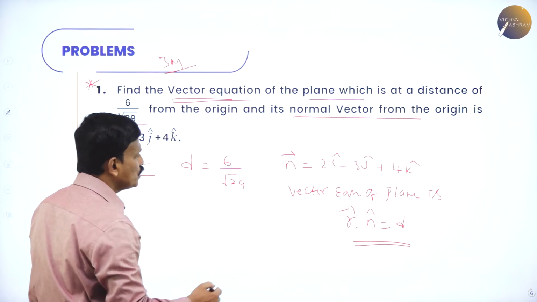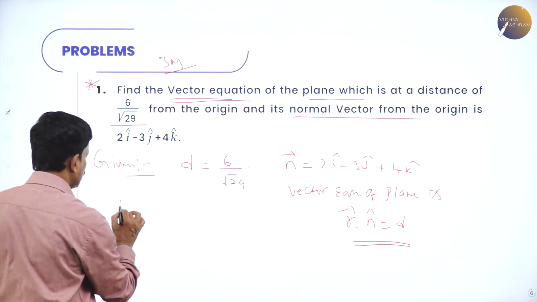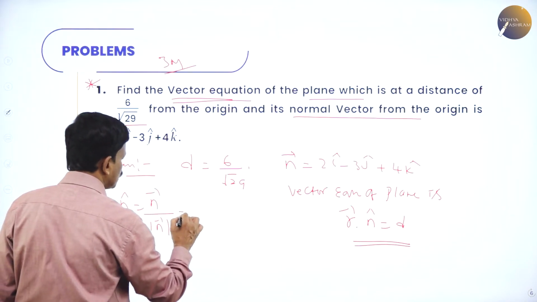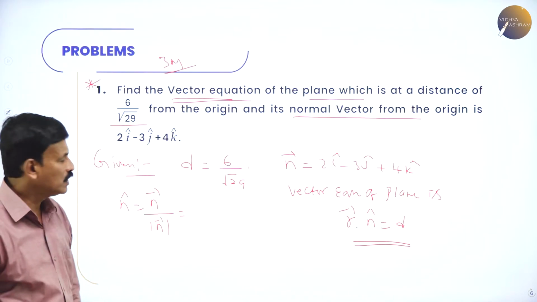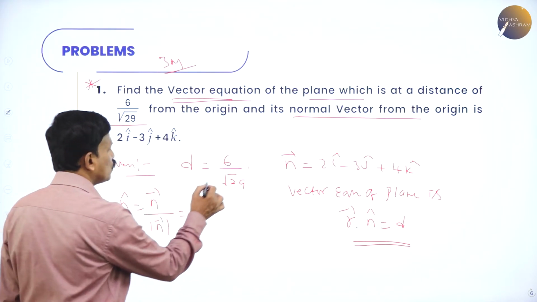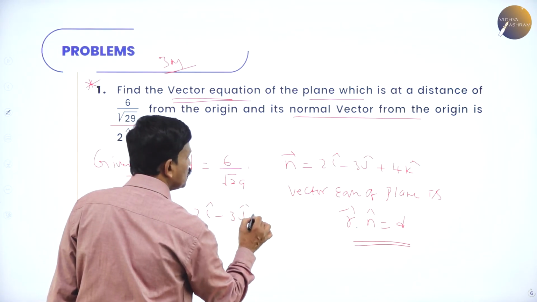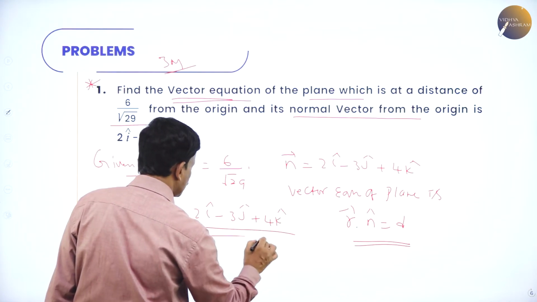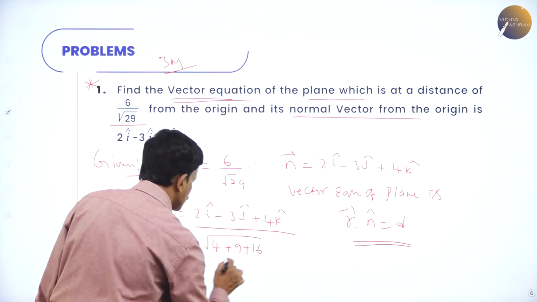This is the vector equation. So just find out the value of n cap. Now n cap is equal to vector n divided by its own length. The unit vector n cap is nothing but vector n by its own length. What is vector n? It is 2i minus 3j cap plus 4k cap, divided by the length of this vector, which is the square root of 2 squared is 4 plus 3 squared is 9 plus 4 squared is 16.